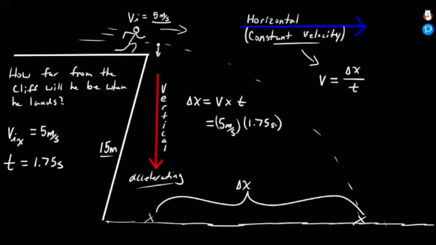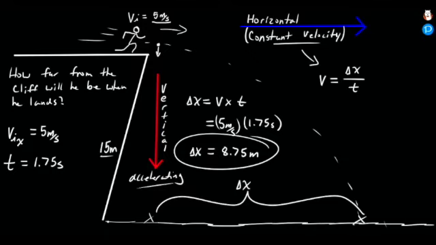And let's see what that works out to be. 5 times 1.75. And I get a displacement of 8.75 meters. And so that's how far he would be from the base of the cliff. So the main thing to remember about problems like this, the horizontal motion is independent of the vertical motion. And the vertical motion is always accelerating, but the horizontal motion is always a constant velocity.